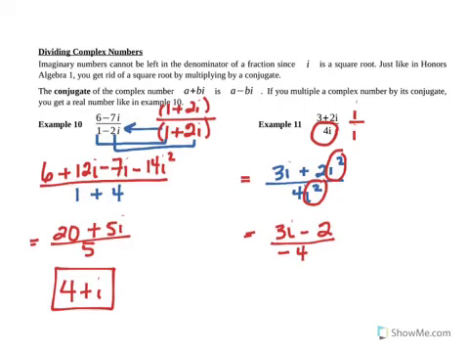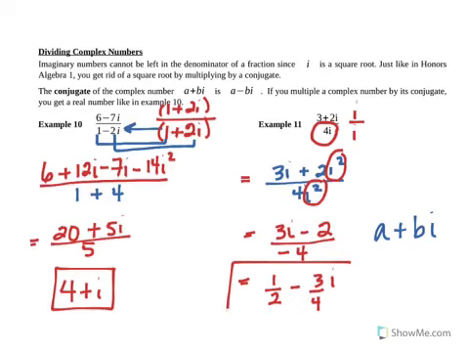So the last thing I want to do with this guy is I want to write him as a complex number. Remember, a complex number is of the form a plus bi, and that's going to be 1/2, that's the real part, and then minus 3/4 i. And that's my final answer.